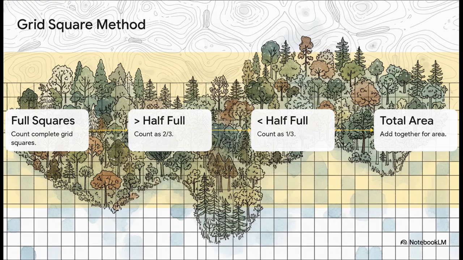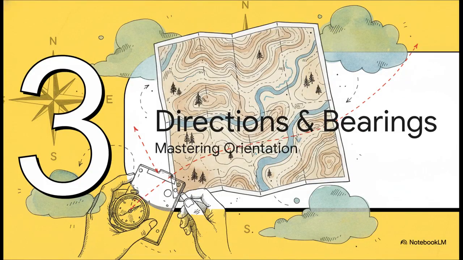You just count the fully covered squares, estimate the partial ones as either 2/3 or 1/3, depending on how much they cover, and add them all up. Boom! You get a highly reliable estimate of an area, and you didn't even need a computer to do it. Which brings us to part 3, mastering directions and bearings.